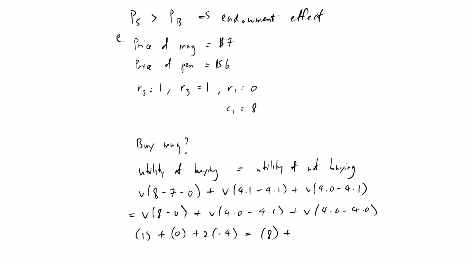unexpected, not getting a mug that he was expecting to get, and not getting a pen that he was expecting to get. Okay, so actually, I shouldn't say equal. That's not right, because we are actually asking whether he's going to buy or not. Sorry. So I should say more like this, right? Okay.